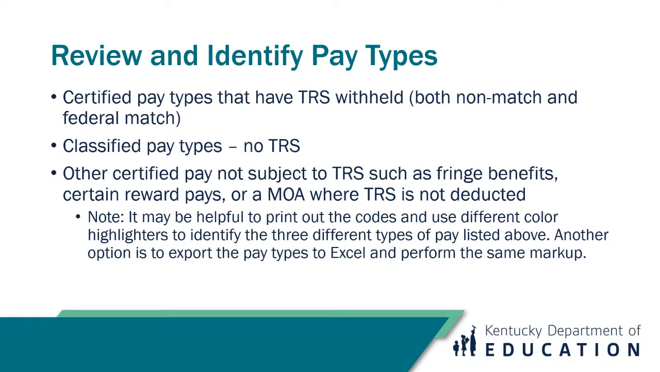So the next thing to do to set everything up is you're going to want to review and identify all your pay types. So certified pay types that have TRS withheld, both non-match and federal match, you'll want to identify those. You'll want to identify all your classified pay types, those that have no TRS, and any other certified pay not subject to TRS, such as fringe benefits. Maybe there's certain reward pays and MOA, anything where it's not deducted. You may have only a small amount of pay types, and this won't be a very big challenge, but you may have a lot of pay types at your district, and if you do, you probably do want to print those out and maybe do some color coding to help you with that.